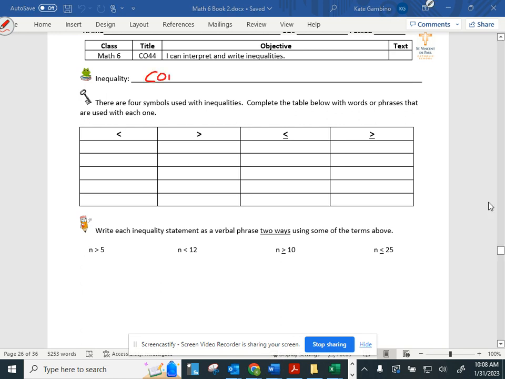An inequality compares two unequal values, whereas in an equation, one side equals the other side. So equations are equal to each other, and an inequality has unequal values.